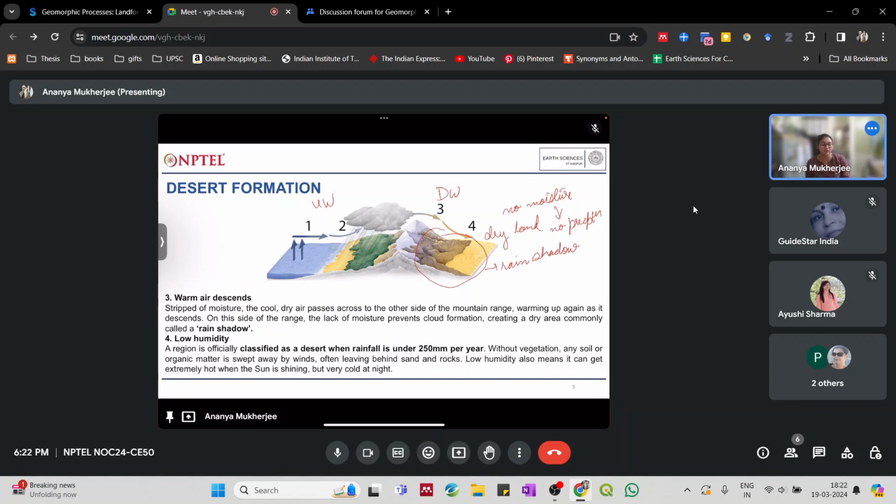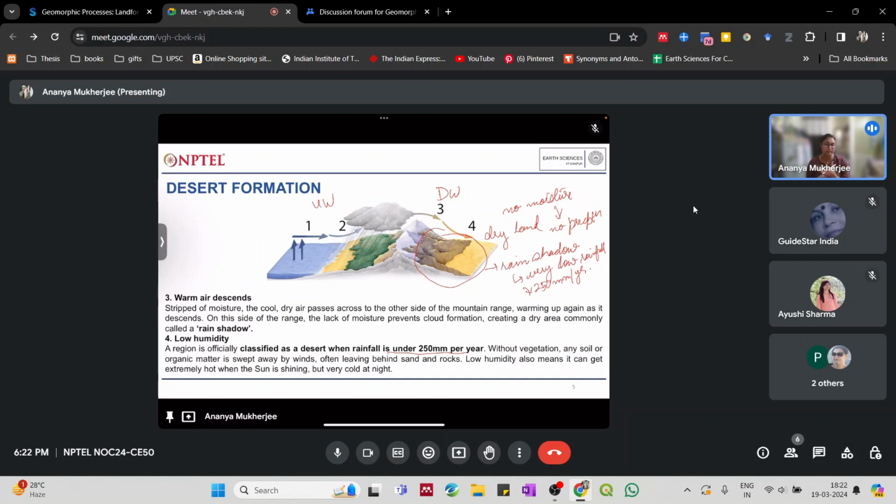Now in this rain shadow region, obviously since we have no moisture, even if there is any amount of moisture present, the amount of rainfall is going to be very low. As you can see, it is mostly below 250 millimeters per year.